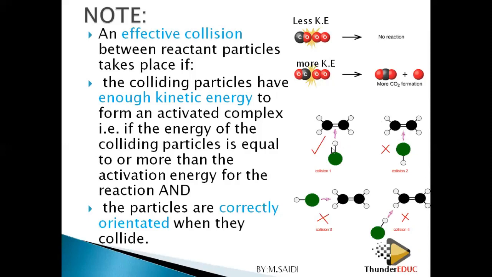If you look at another example, this is trying to show you the orientation you are looking for. If these molecules collide in collision one with enough energy, then the products are going to be formed. But if you look at collision number two, the orientation is not correct. However much energy this molecule has, the orientation is not correct, so the products are not going to be formed.